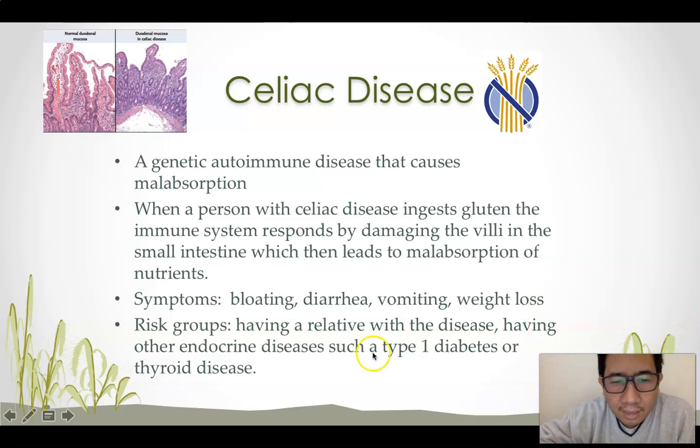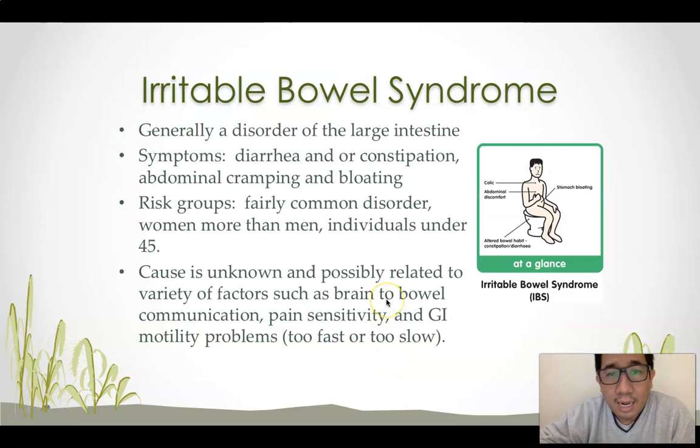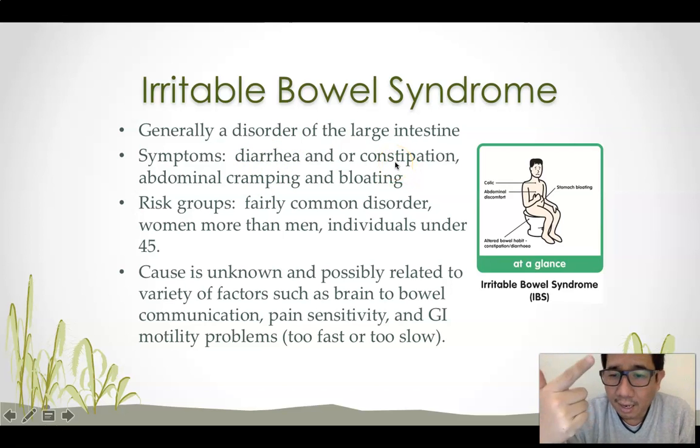People with relatives who have it, like I said, it runs in the family. Also people with type 1 diabetes or thyroid disease can have this as well. IBS or IBD, same thing. Irritable bowel syndrome or irritable bowel disease. One is a syndrome, one is a disease. The key term to remember is alternating between diarrhea and constipation. So they have diarrhea 1 week, constipation another week, diarrhea again, then constipation again. So going back and forth.